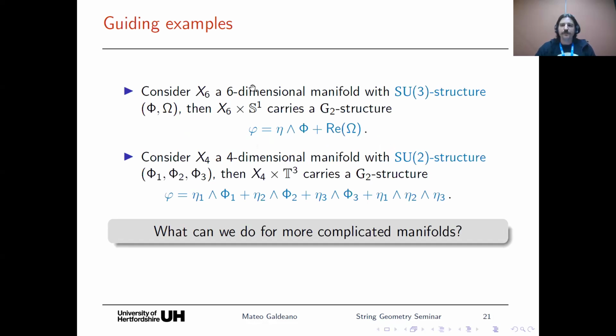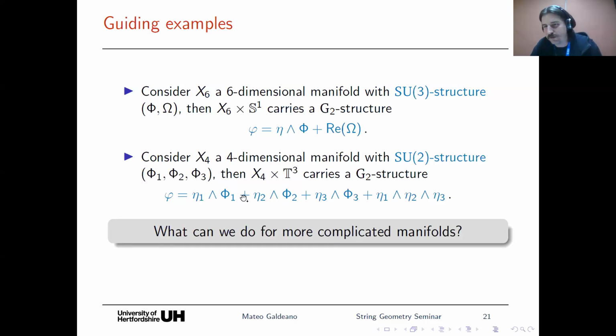If you've seen some G2 structures, you've seen that the first two examples that people give you are: if you have a 6-dimensional manifold and you take a product with a circle, and your 6-dimensional manifold has an SU3 structure with a Hermitian form and a holomorphic volume form, then you can build a G2 structure like this. And if you have something that is 4-dimensional with an SU2 structure, then you take a product with 3 circles and you can build a G2 structure like this.